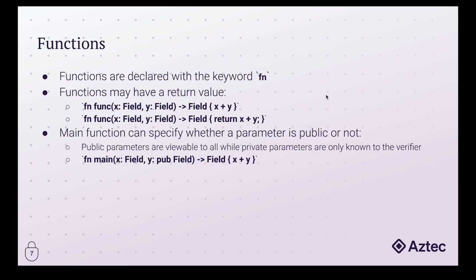And then the last thing worth mentioning is the main function can specify whether a parameter is public or not. And we can also specify whether a return value should be public or not. And the way we do that is just prepending pub to a field right here.